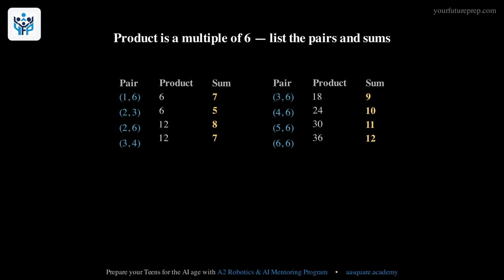4 and 6 give 24. Sum 10. 5 and 6 give 30. Sum 11. And 6 and 6 give 36. Sum 12. So the sums we can actually get are 5, 7, 8, 9, 10, 11, and 12. Notice that 6 is missing from this list.